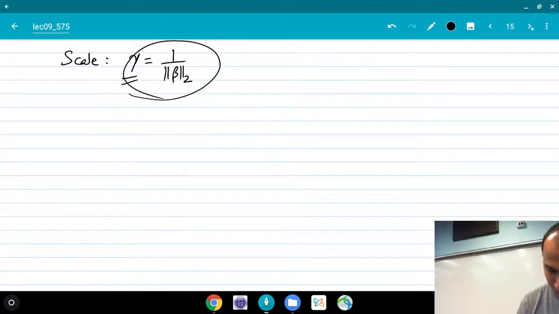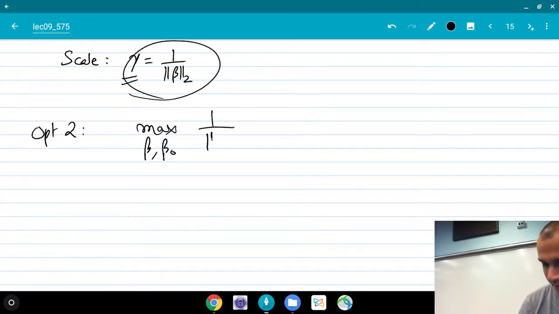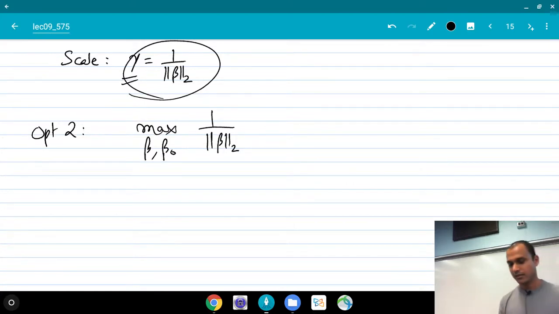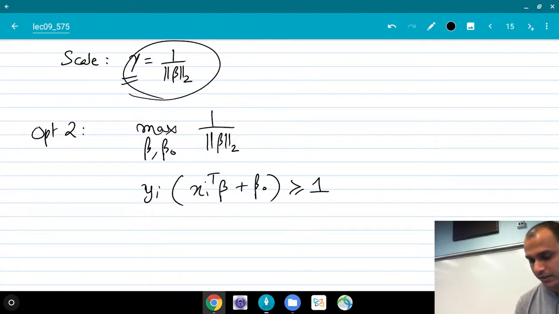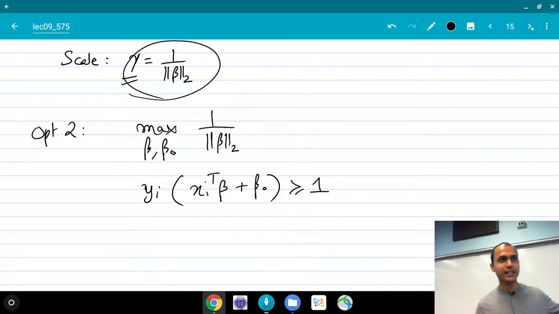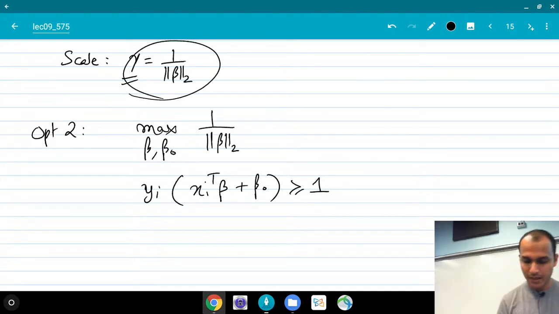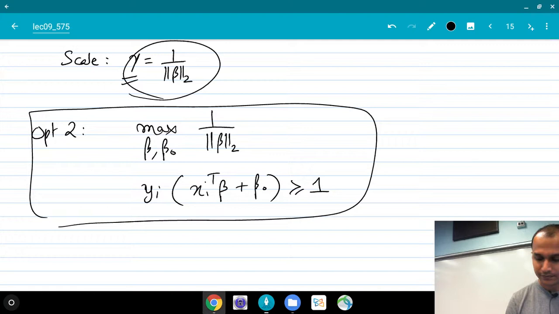So what's happening is the optimization problem 2 is maximize over beta and beta naught of 1 by norm of beta. That's the gamma I chose. Or if you're not sure why I can do this, then just say gamma I don't want to optimize, let me pick it to be 1 by norm of beta. This times yi of xi transpose beta plus beta naught is greater than or equal to 1, okay? The left hand side had a 1 by norm of beta, the right hand side had a 1 by norm of beta there, so I just cancel those two out. So this is the second optimization problem. Is this clear?